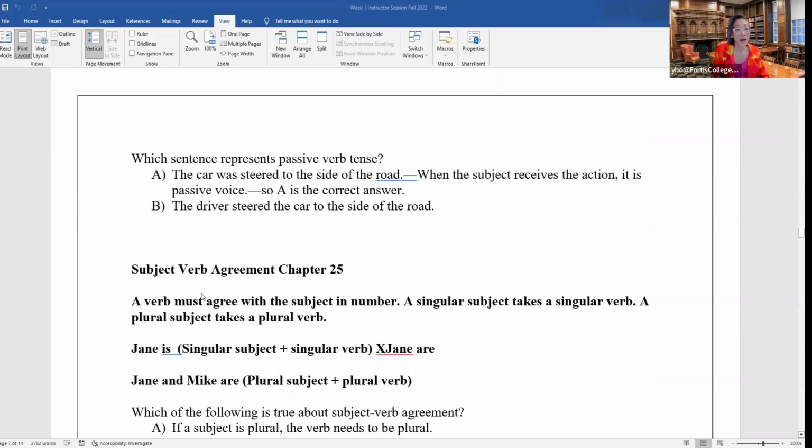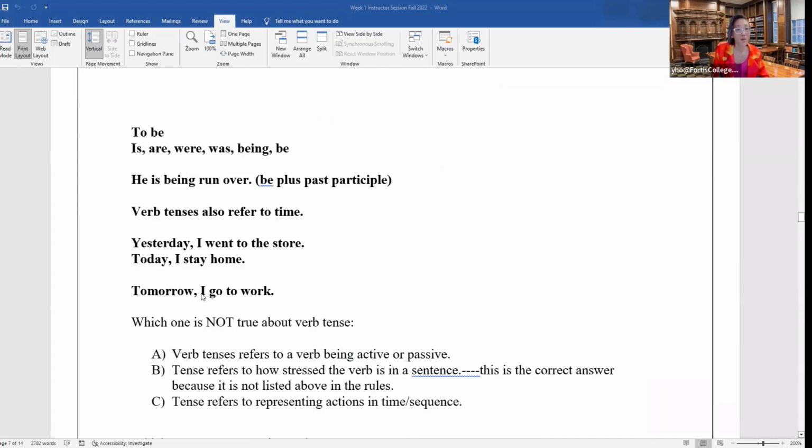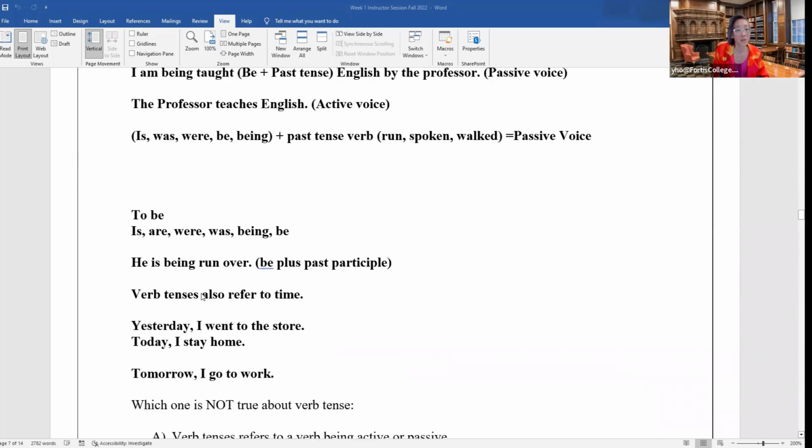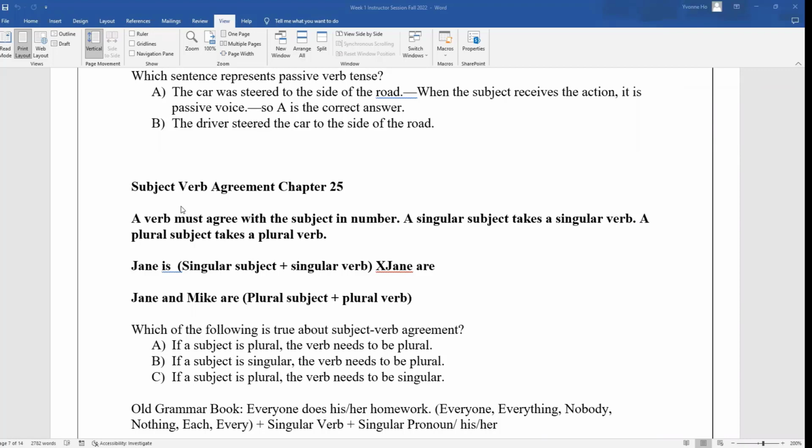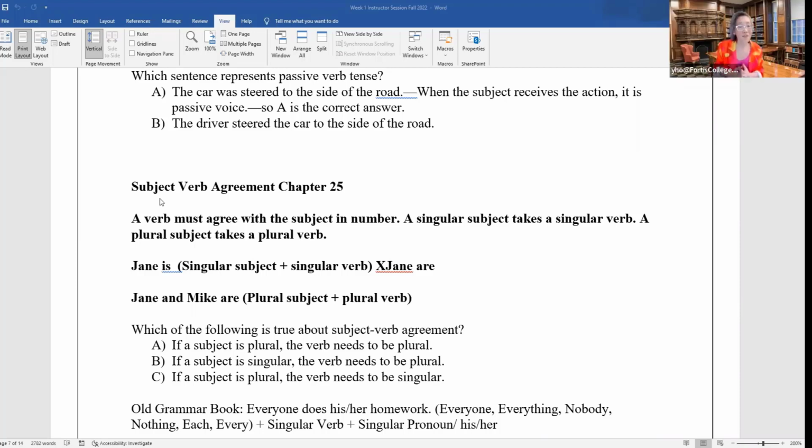Now we're leaving behind verbs, okay? And we're going to go into chapter 25. Everybody ready for chapter 25? You want me to repeat the previous one? No? No, ma'am. Okay. I take silence to mean no. All right. So in chapter 25, we're going to go over subject-verb agreement.